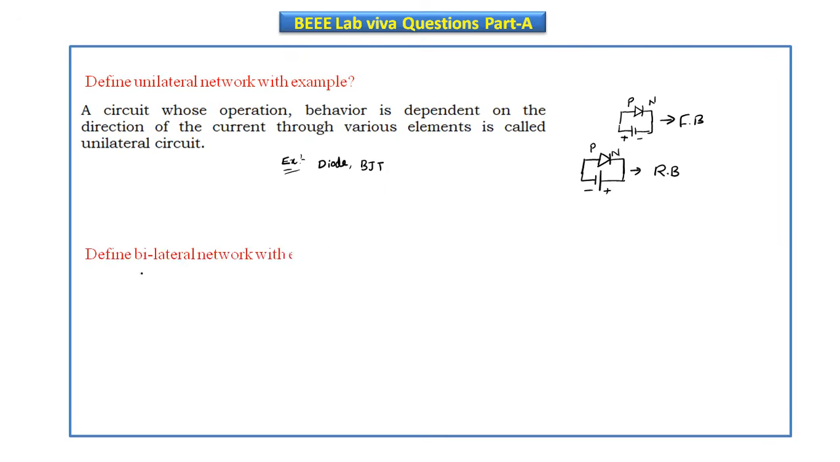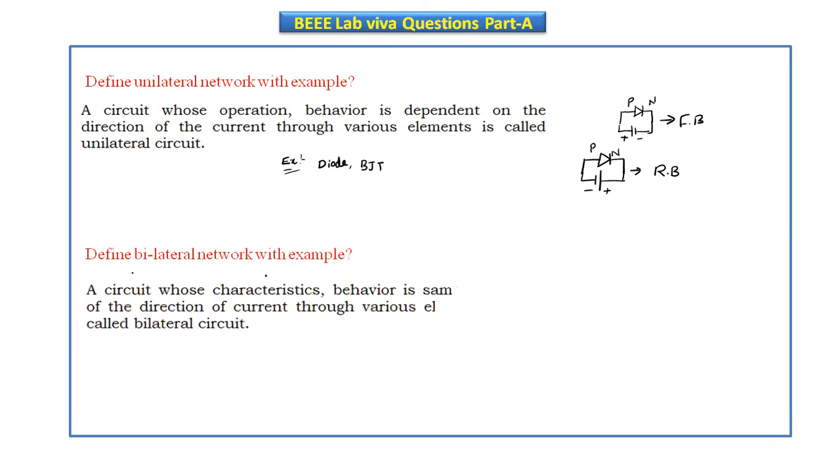Okay, next we'll discuss what is a bilateral network. A circuit whose characteristics or behavior is the same irrespective of the direction of the current through its various elements is called a bilateral element. In bilateral elements, the examples are the resistor, inductor and the capacitor. These are the examples of the bilateral elements.